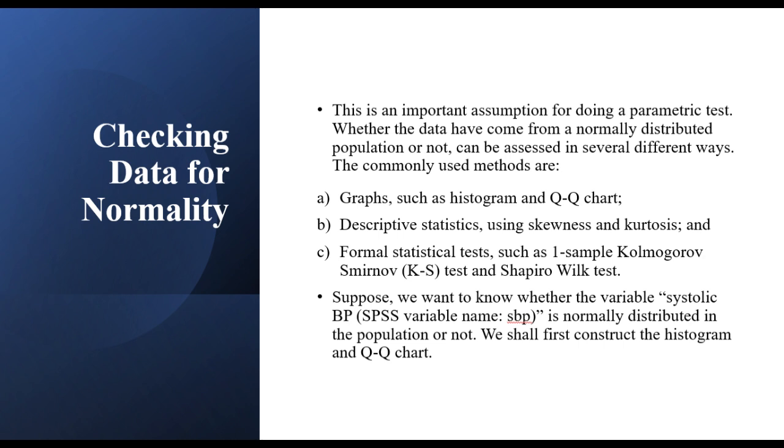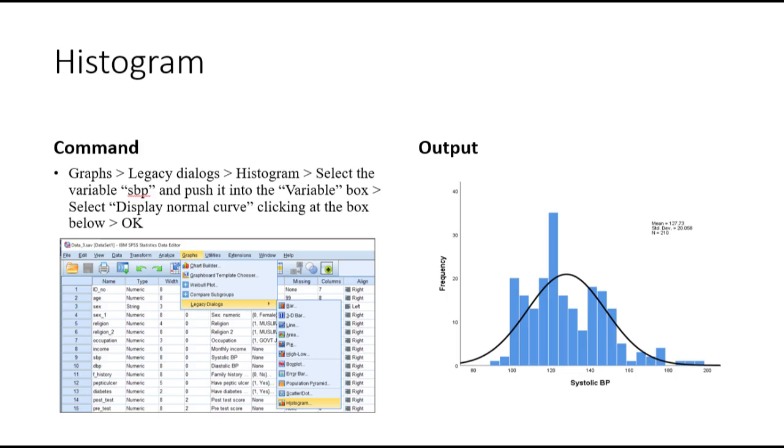Suppose we want to know whether the variable systolic BP, SPSS variable name SBP, is normally distributed in the population or not. We shall first construct the histogram and QQ chart. Histogram command: Graphs, next, Legacy Dialogs, next, Histogram. Next, select the variable SBP and push it into the variable box. Next, select Display normal curve by clicking at the box below.